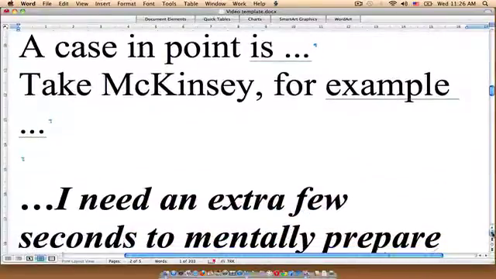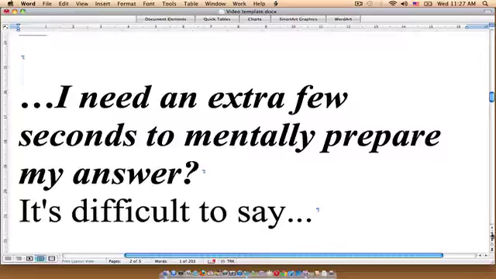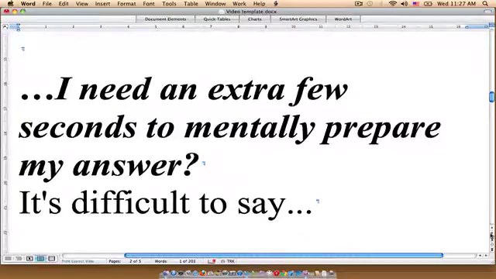Okay, so I hope that helps in that area. Now, what do I do if I need a few extra seconds to mentally prepare my answer? So now this is a question that I get asked all the time, and there are a number of phrases that you can use, and these phrases really help you to sound like a fluent English speaker. So don't be shy in using them.